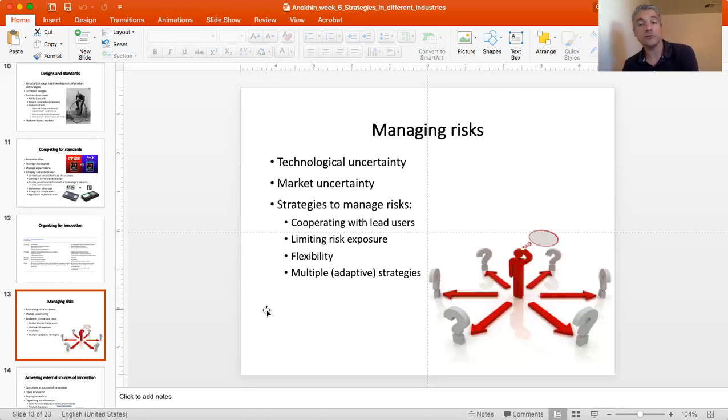Also, if you are a large company, you don't have to choose just one strategy, right? You can pursue multiple strategies with multiple divisions, see what works and what doesn't, and obviously commit to something that works and uncommit from something that doesn't. So you can manage those risks that are embedded in any innovative endeavor.